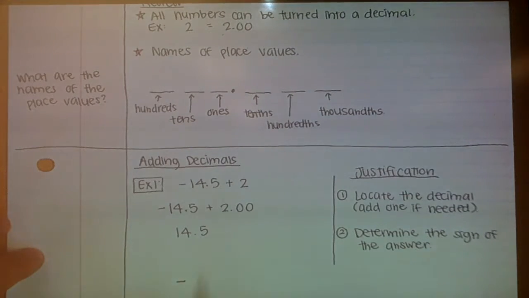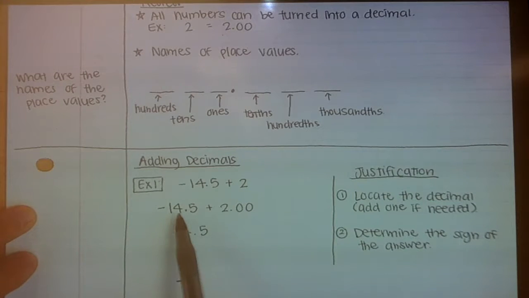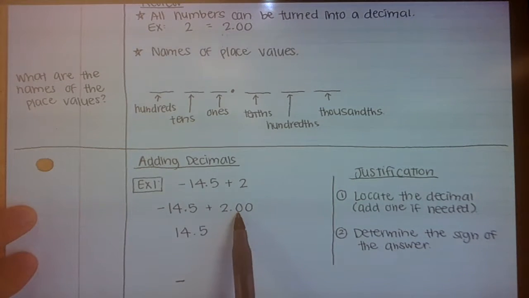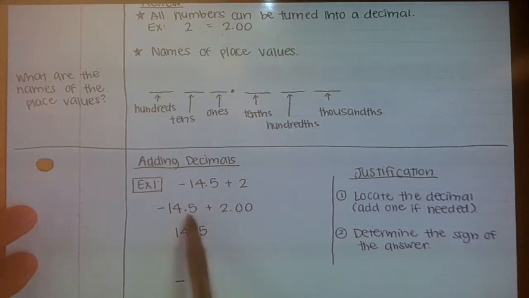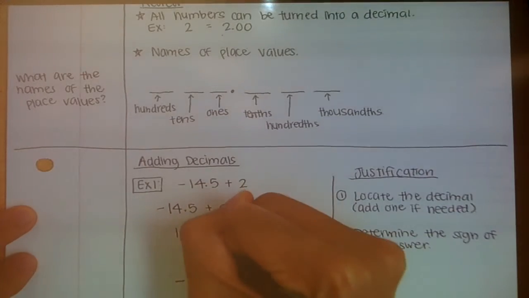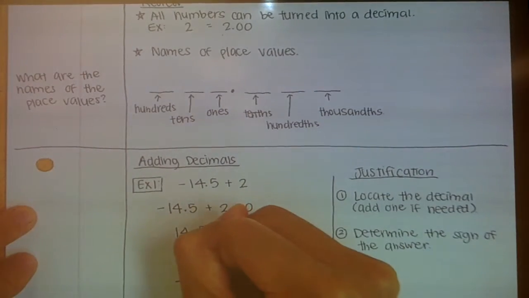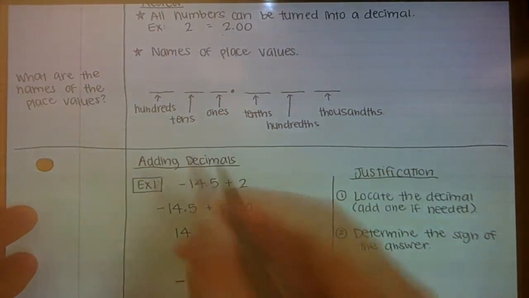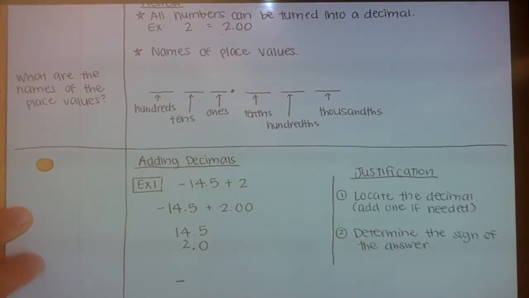and I need to line up the place values. So this is the tenths, ones, and tenths. And then this is the ones, tenths, and hundredths. So I'm going to line up. I see both of them have tenths place. So I'm going to line up the tenths place. My decimals should also line up. And then my 2 is in the ones place.